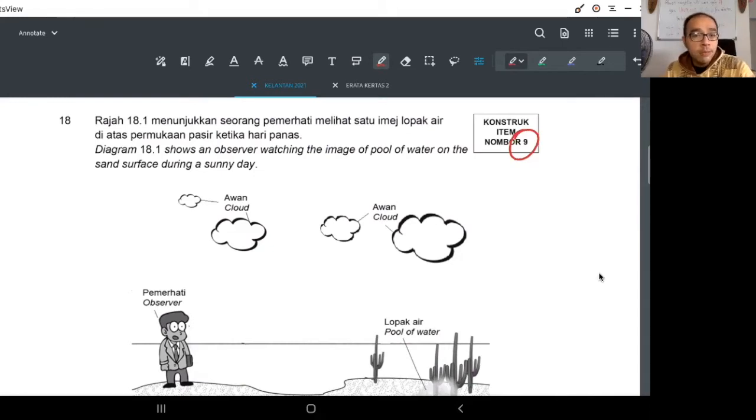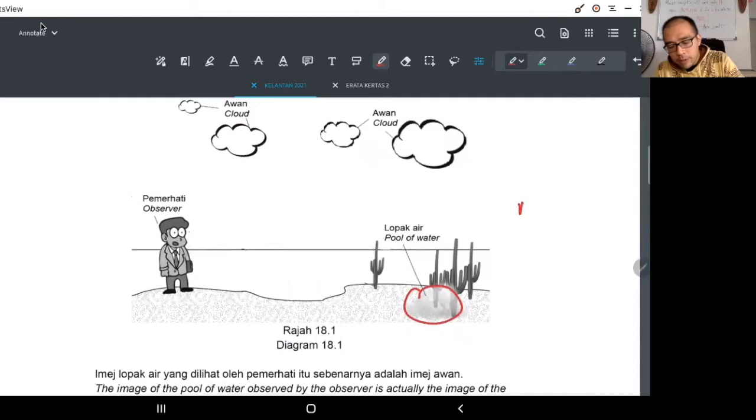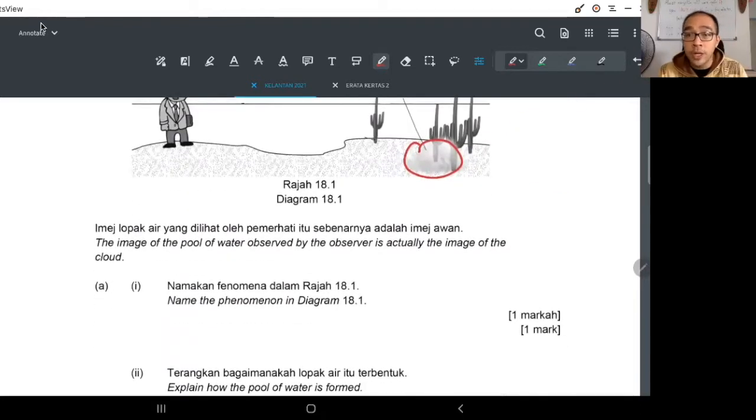Diagram 18.1 shows an observer watching the image of pool water on the sand surface during a sunny day. So this guy is standing and it's a sunny day, there's the sun, and he sees a pool of water over there. What is this pool of water? Of course, this is what we call a mirage. In Bahasa Melayu, mirage is logam maya. It is important that we know which phenomenon we're talking about. This is the phenomenon of total internal reflection.